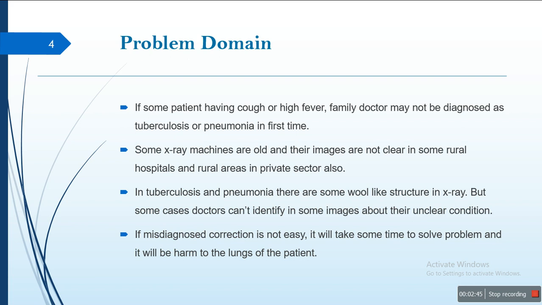Next, the problem domain. If a patient has a cough or high fever, the family doctor may not diagnose tuberculosis or pneumonia the first time. They give medication to treat the cough and reduce other symptoms. If this medication does not work for the patient, the patient revisits the same doctor or another doctor. Here also they give medication and send the patient home, or start an investigation.